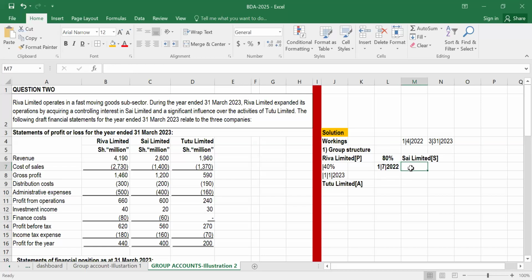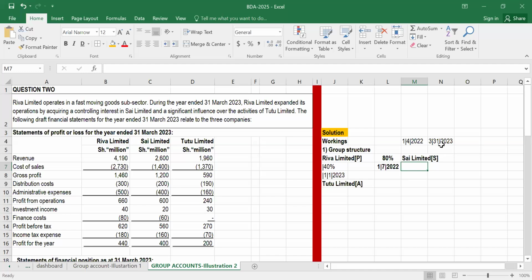From 1st July 2022 to the end of 2022, that is up to 31st of December 2022, how many months do we have there? We have 6. From 1st July 2022 to 31st of December 2022, those are 6 months.